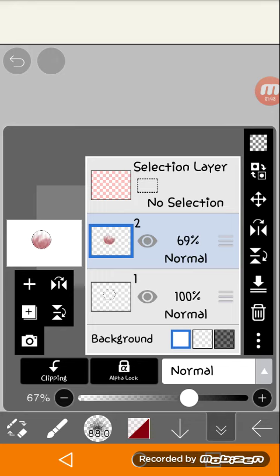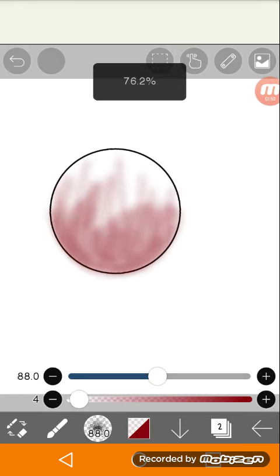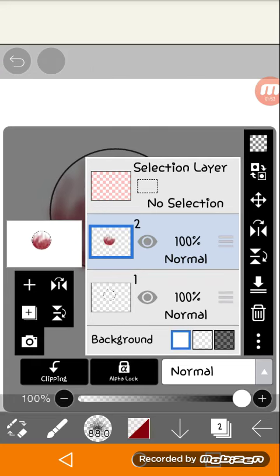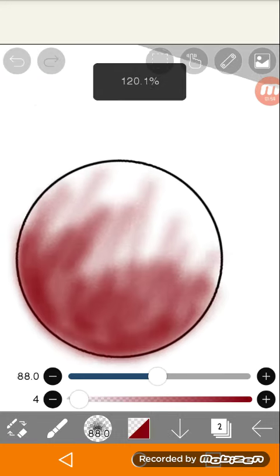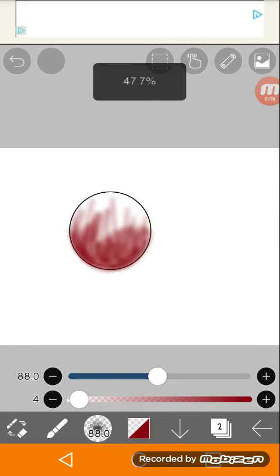The opacity to what you prefer. And there you got blood. You happy? Are you happy yet? You got blood, are you happy yet?